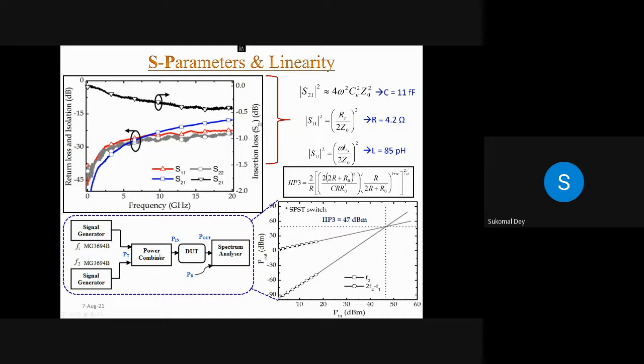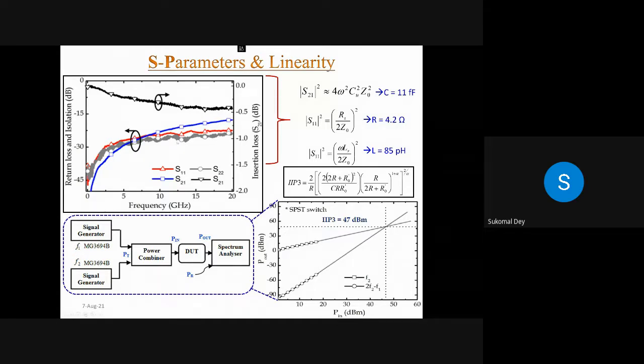So you are basically testing some kind of a two-tone method, where you are giving two frequencies. You give them to a power combiner, then you are giving to the device under test, and you see the spectrum in the spectrum analyzer and see what is the third order intercept point.